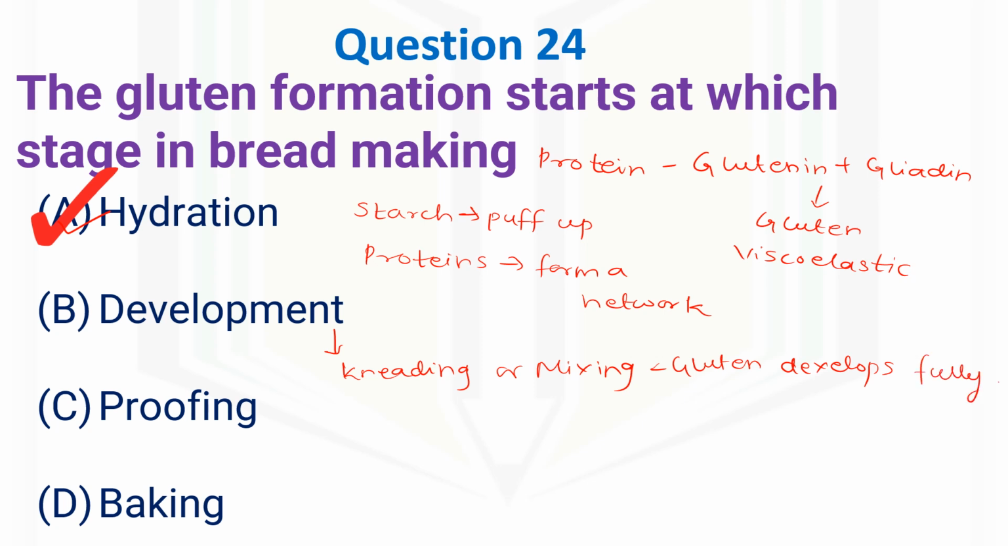And why is gluten necessary? Because gluten is necessary to trap the carbon dioxide and steam or the water vapor which are released during the baking process. So this will give the structure or rise to the bread or any type of bakery products. So to trap this carbon dioxide and steam, a strong and sturdy gluten network is necessary. So here our correct option is hydration.